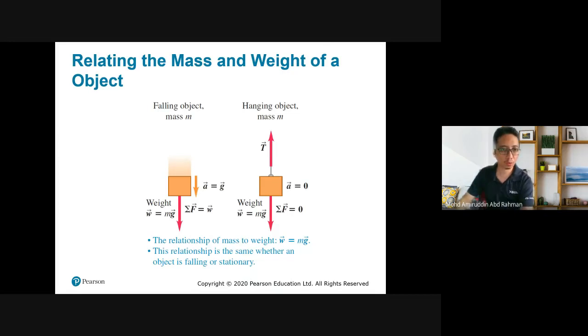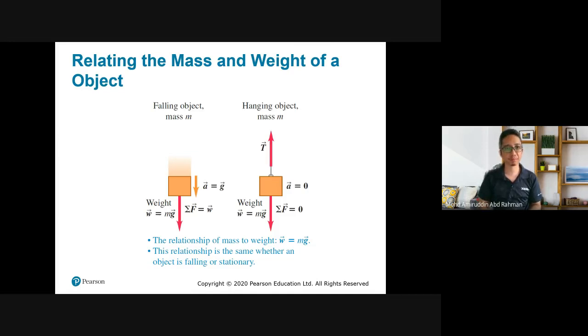So we have here the relationship of mass to weight. We have W equals mg. The summation of F will be equivalent to the weight. So you remember that person saying that the weight of the object is 18 Newton. He doesn't mention that as 18 kilogram, because weight is a force, but mass is not a force. Mass is just a magnitude.